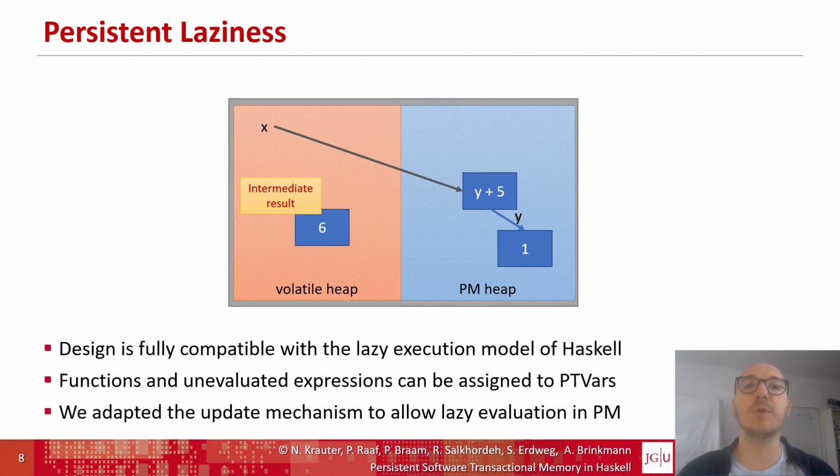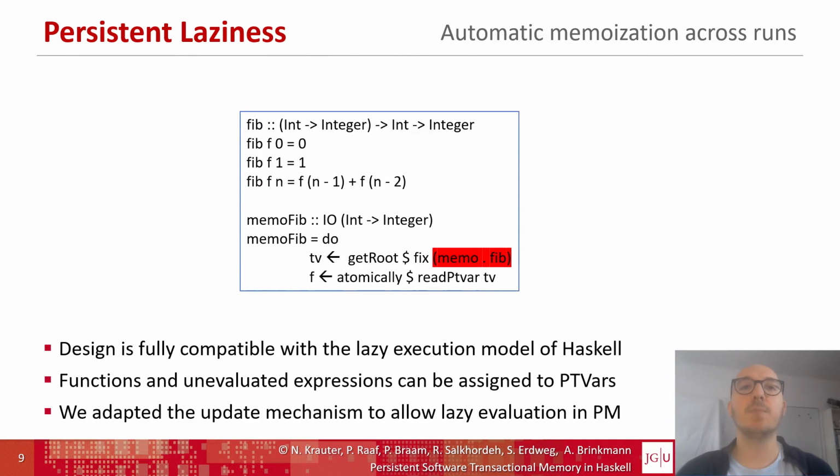These then would be computed in volatile DRAM as needed, and only the final result would then be copied over to PM. Finally, the result pointer is updated consistently by using atomic pointer updates. Being fully compatible with the lazy execution model allows us to use many existing libraries that have never heard of persistent memory before. Here in this example, we use memoization libraries to create a memoized version of the Fibonacci function.